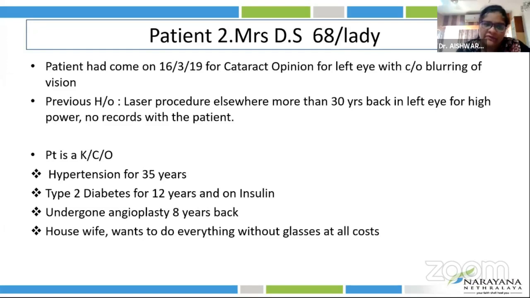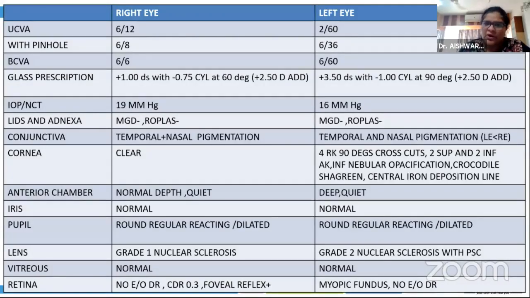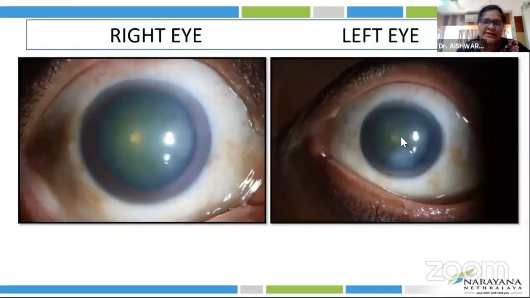Patient was a housewife, was very clear that although the right eye is fine, in the left eye she does not want any glasses at all costs. We subjected her to all the scannings and we realized that in the cornea, there were 4 RK 90-degree crosscuts present, 2 superior and 2 inferior AK with inferior nebular opacification, crocodile shagreen, and central iron line deposition. Right eye had grade 1 nuclear sclerosis and left eye had grade 2 nuclear sclerosis with PSC. And in the left eye, myopic fundus along with no evidence of diabetic retinopathy was present.